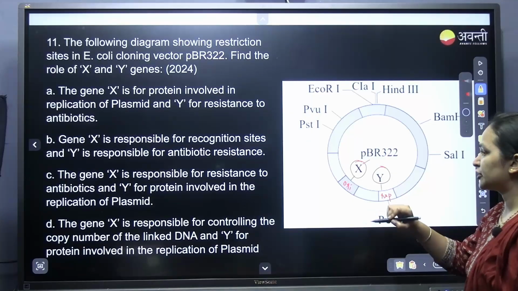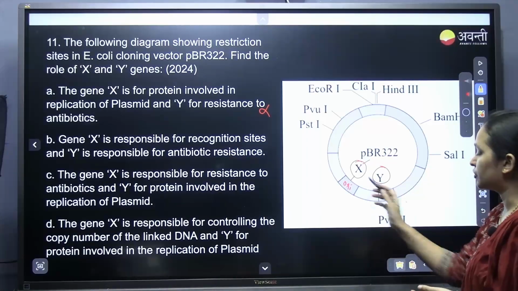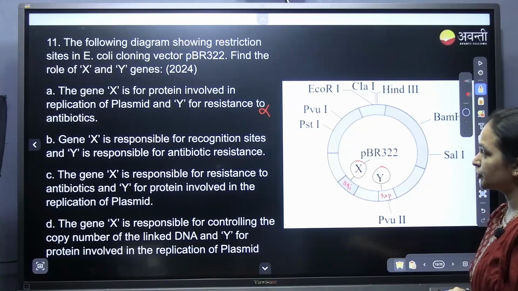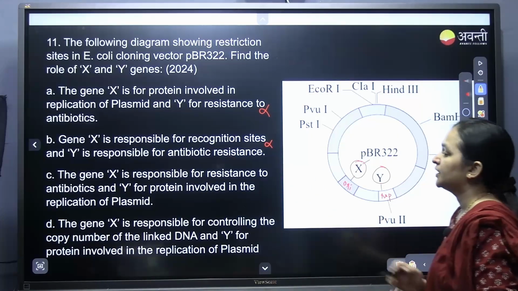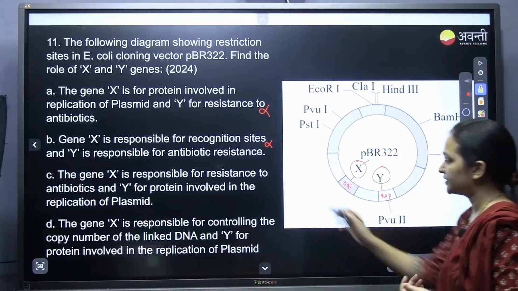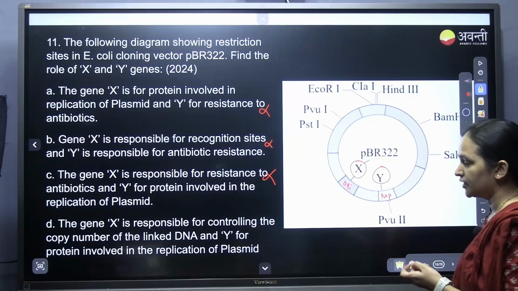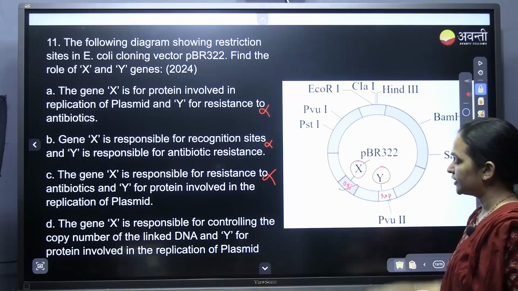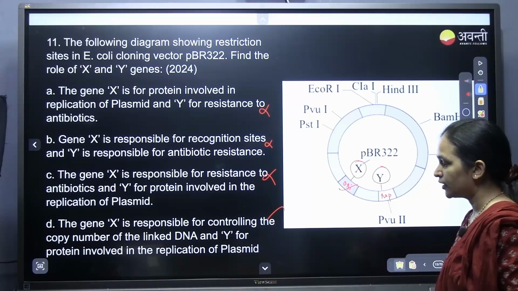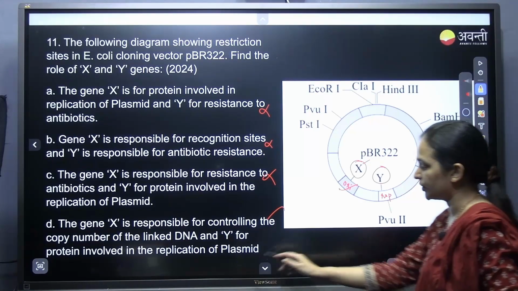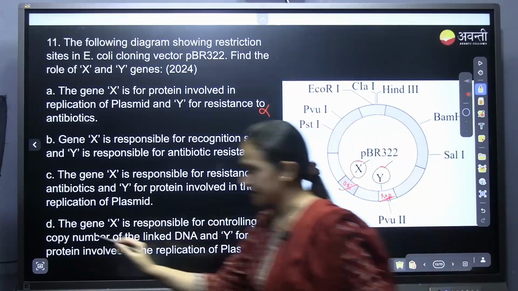Gene X is not for replication of plasmid, it is for the origin of replication. Origin, it is ORI. Gene X is responsible for recognition sites and Y responsible for antibiotic resistance? No. Gene X is responsible for resistance to antibiotics? No. The gene X is responsible for controlling the copy number of the linked DNA, that is, copy number is controlled by the ORI site, definitely, okay, X is true. And Y for protein involved in replication of plasmid, ROP, that is also true. So it is D for Delhi is the correct answer.